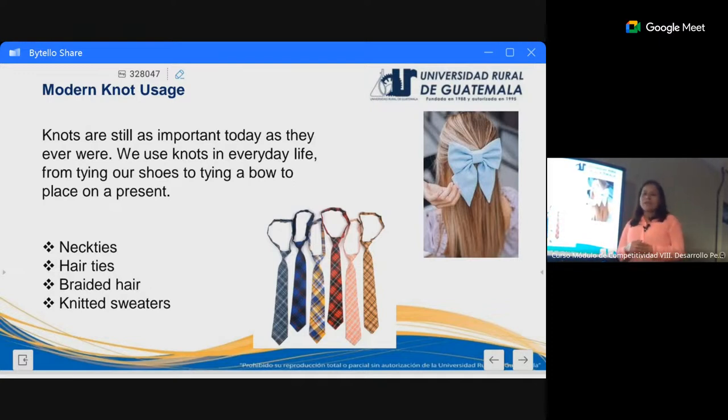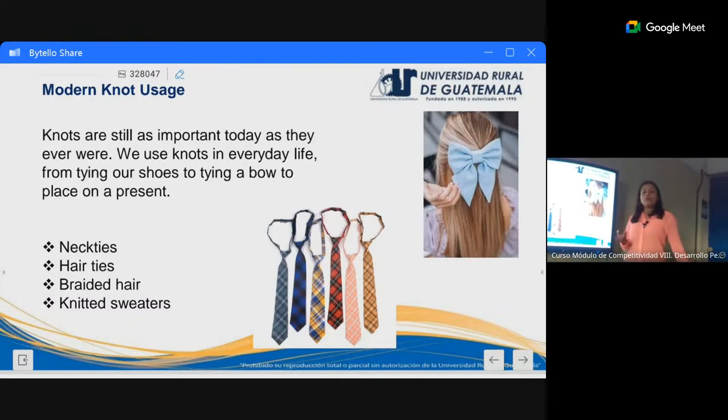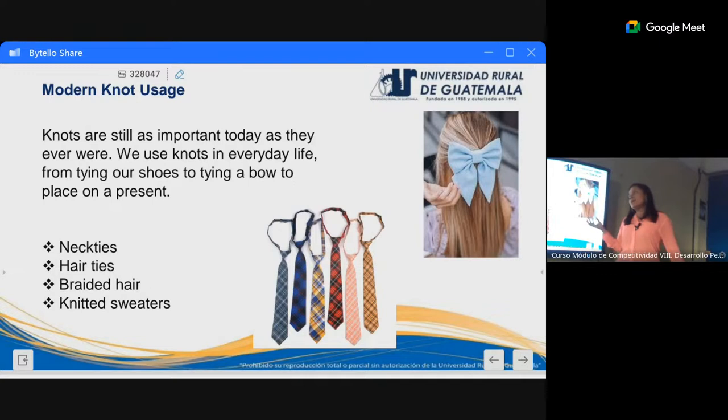And knitted sweaters. How many of you have the blessing or the opportunity to have a sweater that was knitted by your grandma, your granny? That is really amazing, right? So that is another use. As I told you before, knots are in our everyday life, and this is something really basic for us to know. But we also need to learn the technique, because it's not as easy or as simple as it looks. Probably you might think it's very simple, but it is not. As I told you before, knots can prevent falls and even save our lives. Yes, it can save.